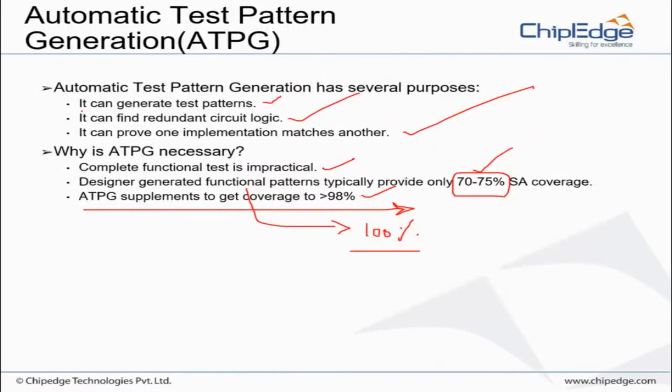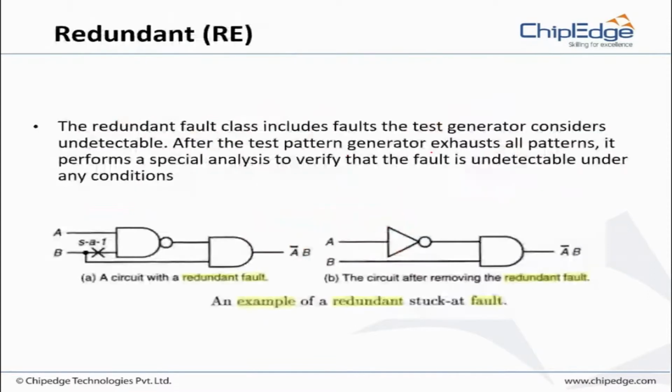One liner came up here that it can find the redundant logic, and somebody might have a question: what is the redundant logic? So to give you a quick understanding of what we mean by redundant logic, I have added this slide. The redundant fault class includes faults that the test generator considered as undetectable. Okay, so as I said, testable, untestable, right? So by default, the tool will say that I cannot test it. What is that? Let's try and understand.